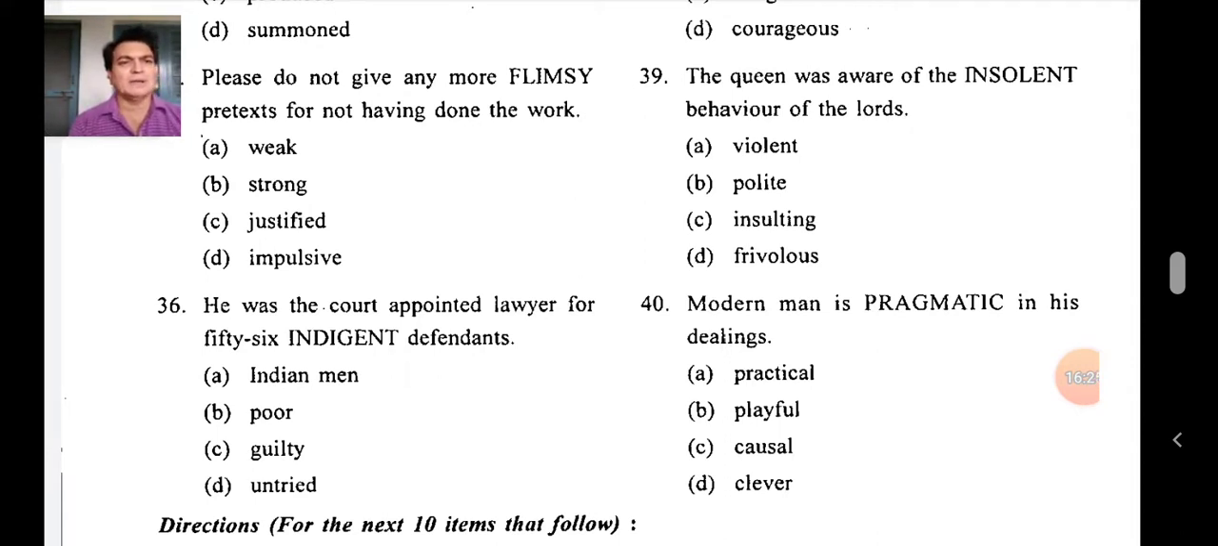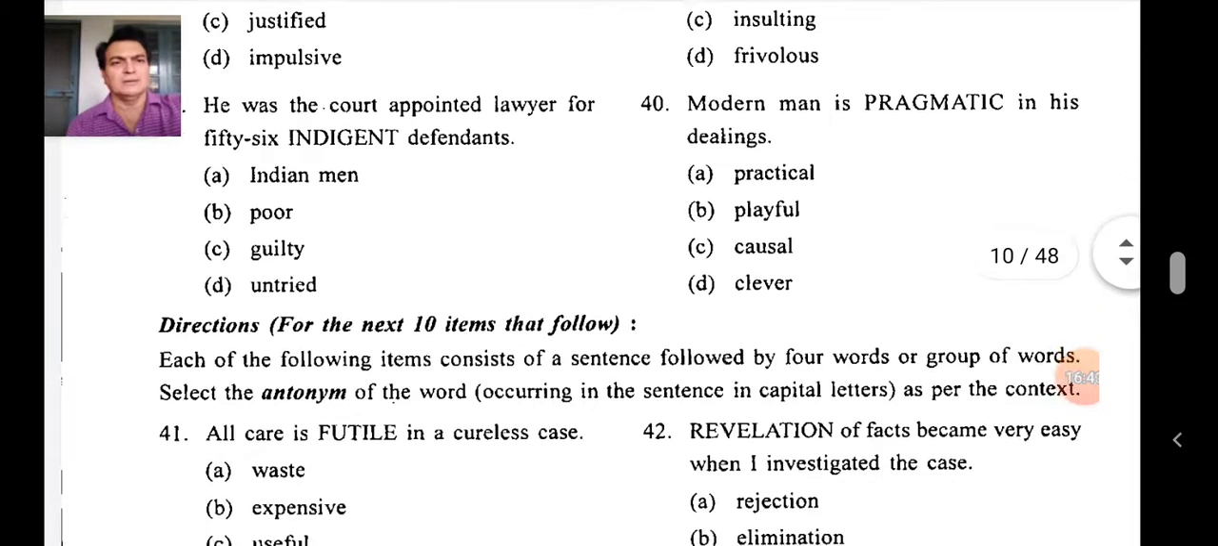Modern man is pragmatic in his dealings, very realistic in his dealings: practical, playful, casual, and clever. So the answer is A, practical. Of course, okay, but the answer is A, practical.